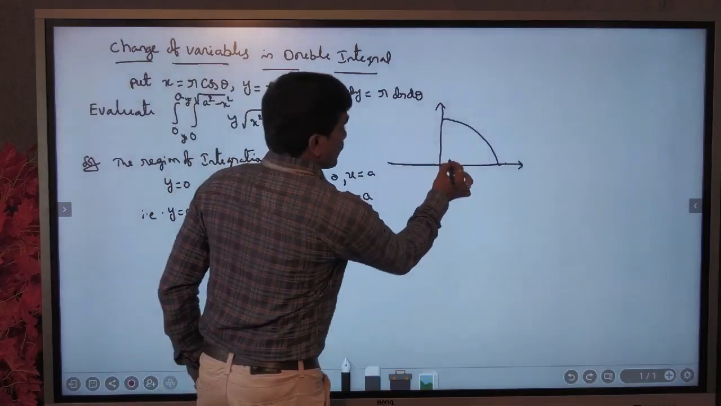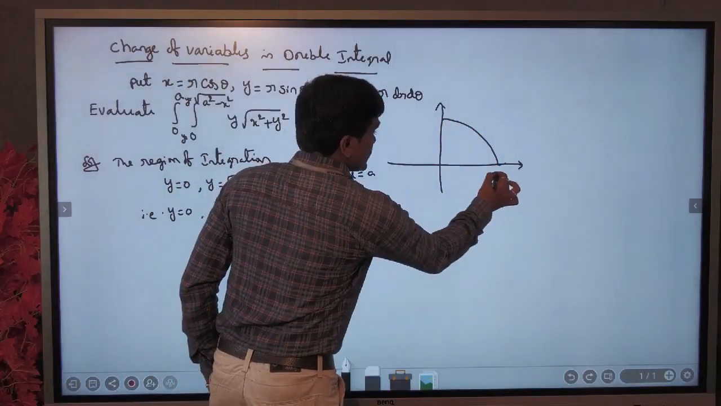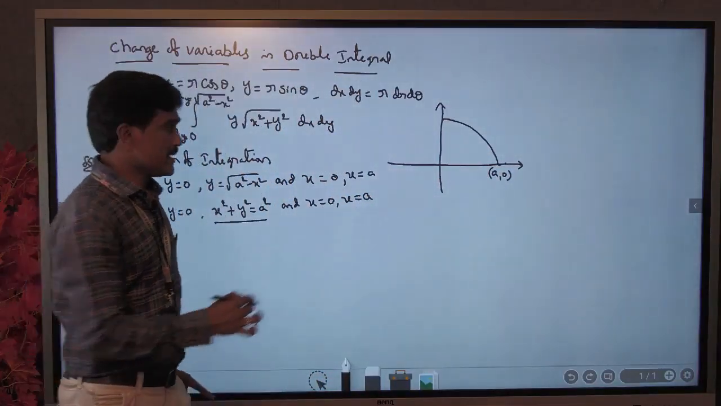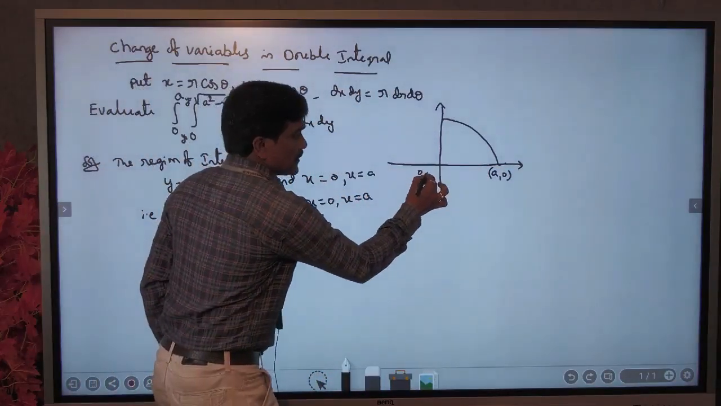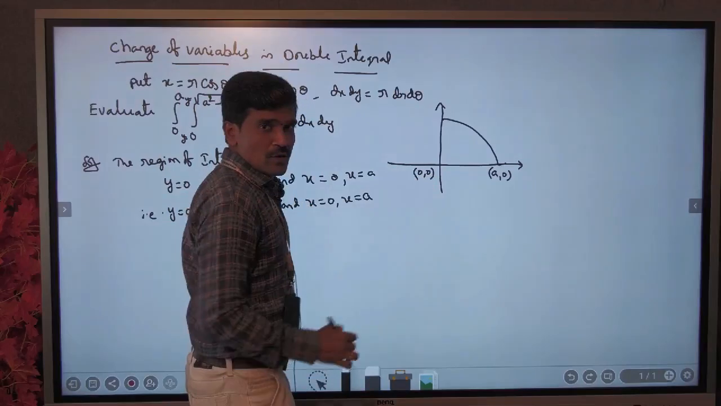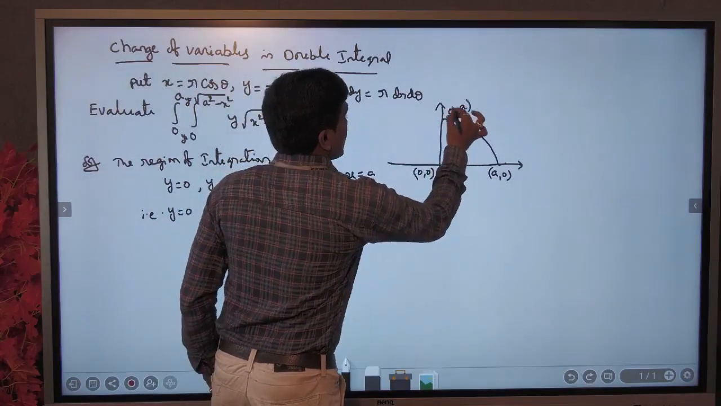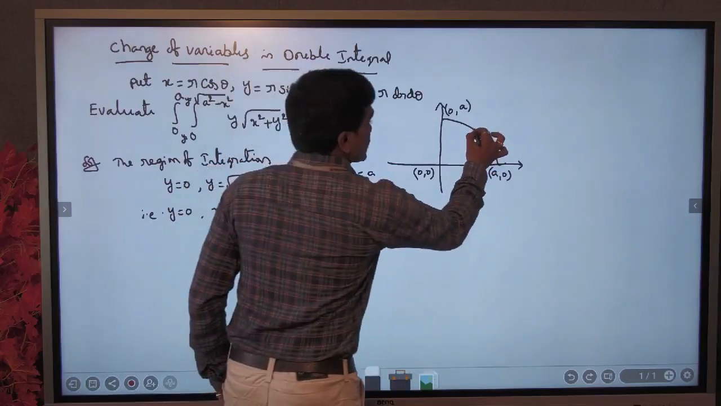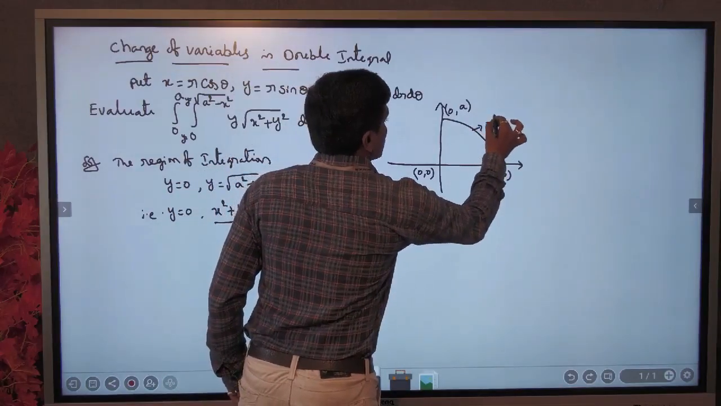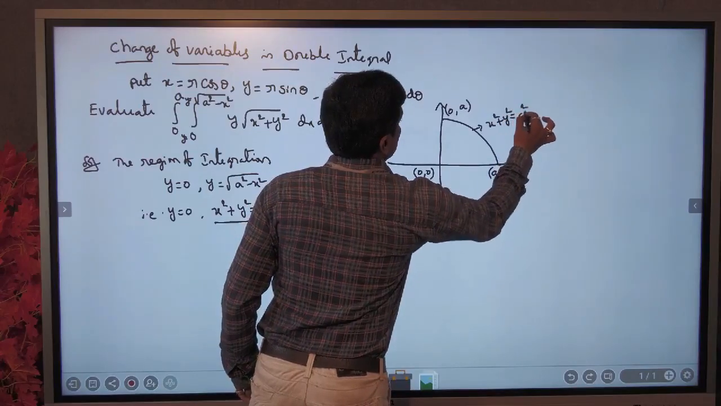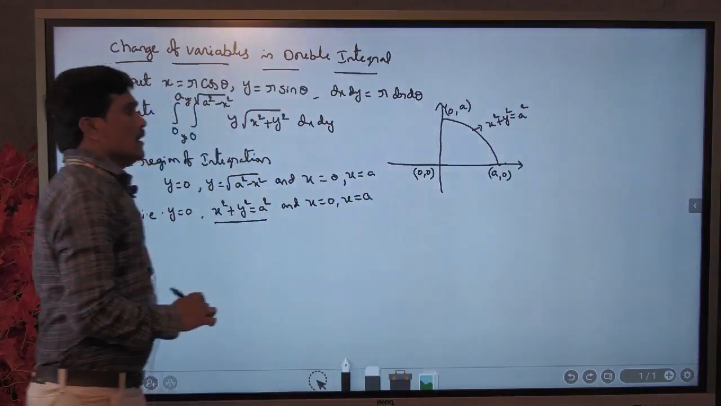Now, here the point is a comma 0, a point on the x-axis. Here the point is 0 comma 0, the origin. Now here 0 comma a. Now this curve is x square plus y square is equal to a square, right?